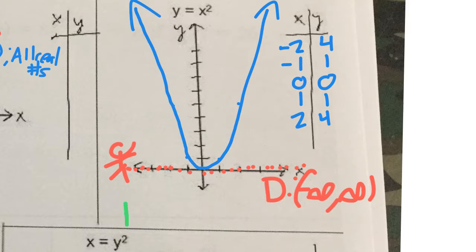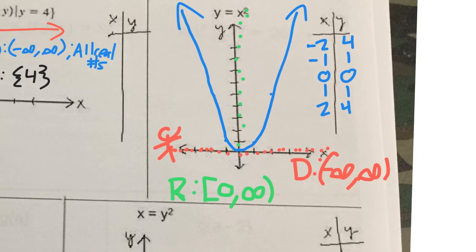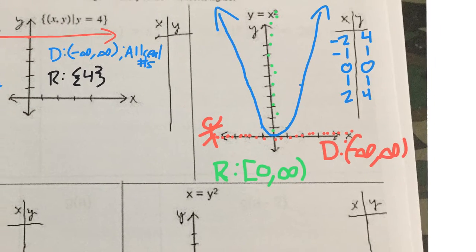Now let's find the range. The range is the list of y values. So what is the smallest y value that the graph takes on? Well, it doesn't get any smaller than 0. So 0 should be included. So I put a bracket. And then the highest possible y value is positive infinity. It never stops growing in the y direction. Infinity isn't included, so I put a parenthesis.